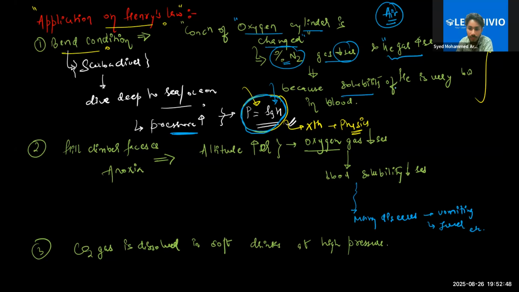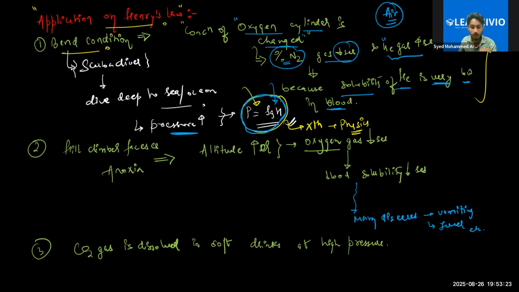Because the solubility of helium in blood is very low, and the solubility of nitrogen is very high. If the solubility of nitrogen in the blood is very high, there is a condition known as the bends. This is a very painful condition. If the nitrogen dissolved in our blood is very high, this disease will happen. It is a very, very painful condition, like your body is being squeezed.